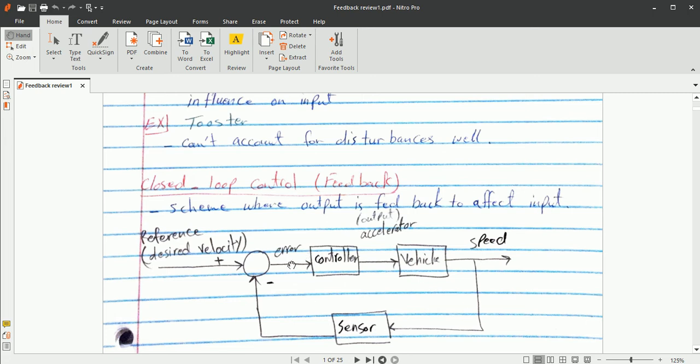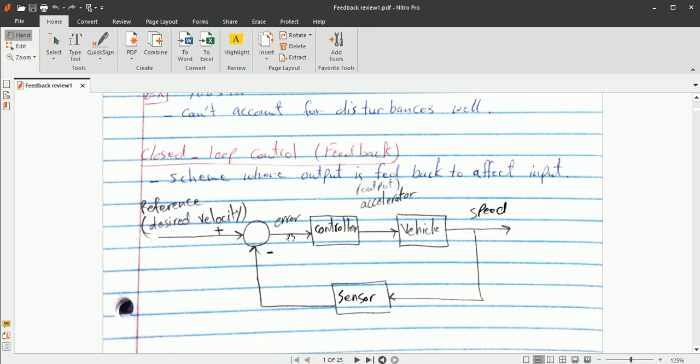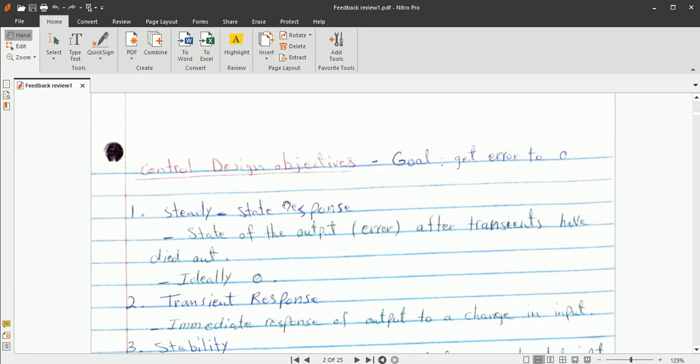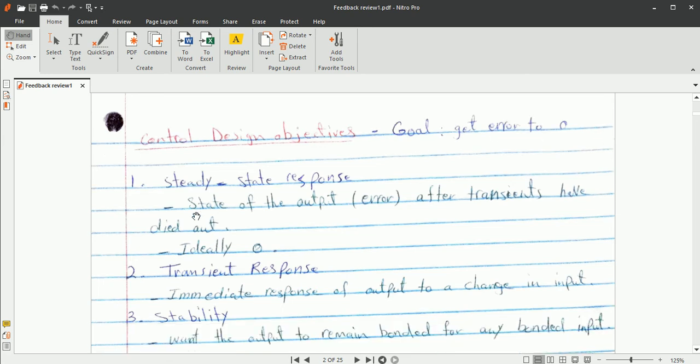Our purpose in this control system is we want to make the error signal equal to 0. We don't want any error. If we want a speed of 70, we must have 70 here. If this is 70 and this is 70, error will be 0. So in this control system, the objective will be to make this error equal to 0. This will be the purpose of this feedback control system. Okay. Control design objective: get error to 0. Steady state response is the state of the output error after transients have died out.